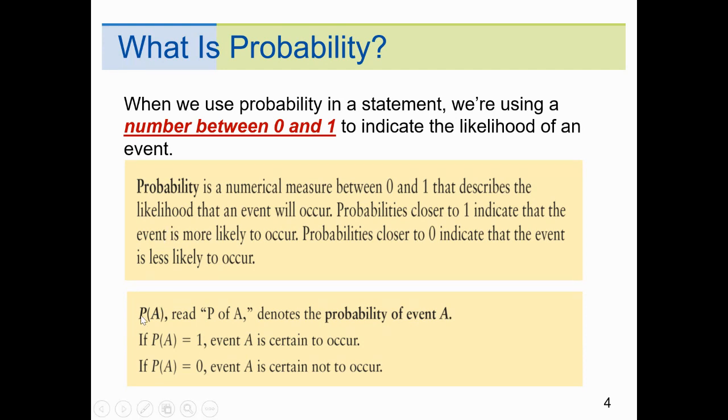You'll hear me say this here. This P followed by an A in parentheses is read P of A. It denotes the probability of an event A. If P of A is 1, the event is certain to happen. If P of A is 0, that event cannot occur. Most probabilities range between 0 and 1. It can't be bigger than 1. It can't be a negative. It can't be less than 0.